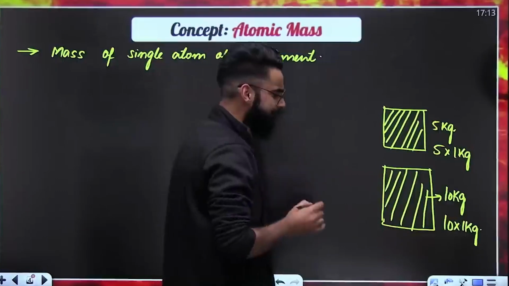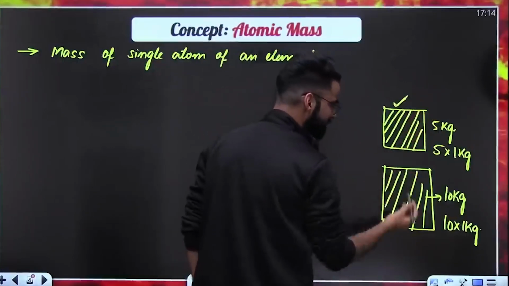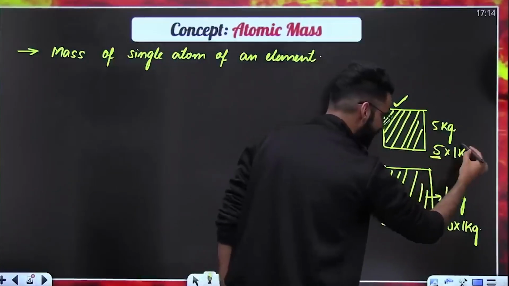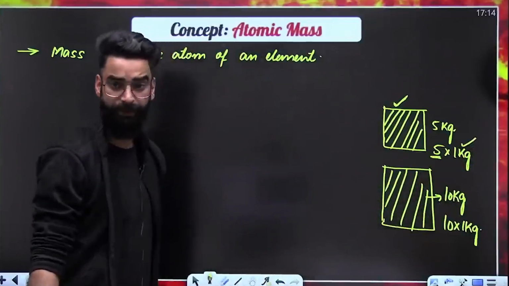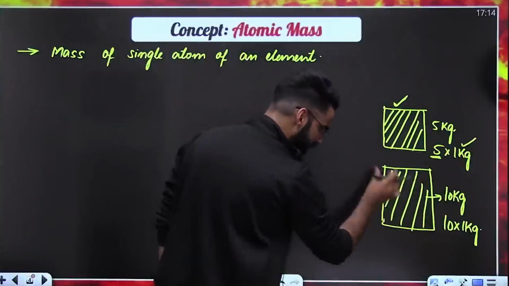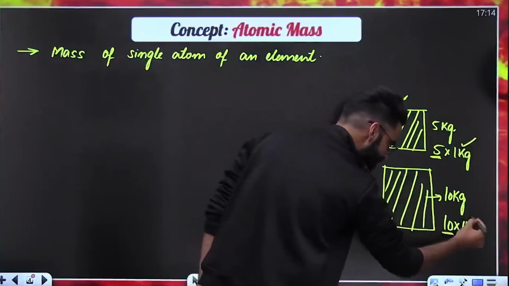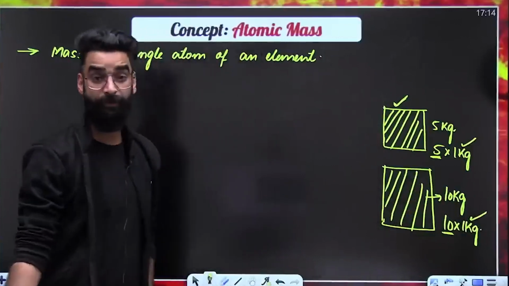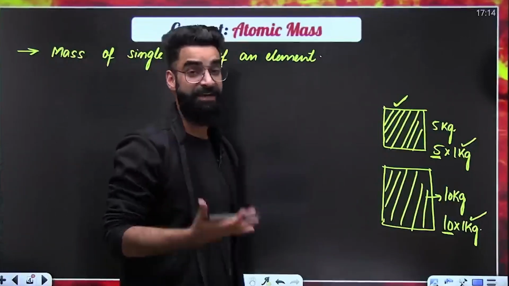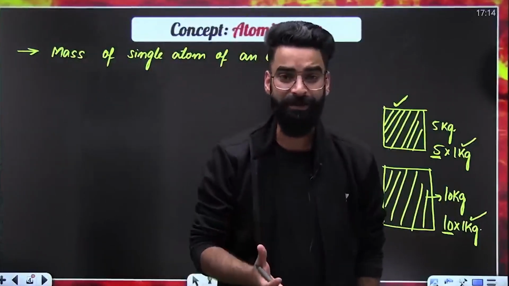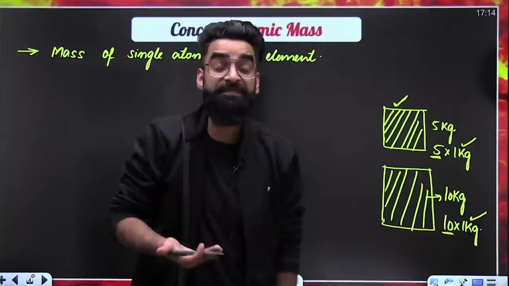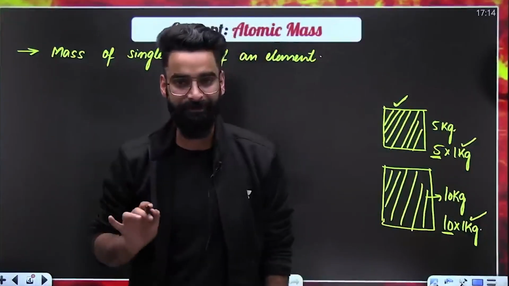Dear students, can I say this particular object is 5 times heavier than 1 kilogram? Absolutely. Can I say this particular object is 10 times heavier than 1 kilogram? Absolutely. My weight is 75 kilograms. What does that mean? That means I am 75 times heavier than 1 kilogram.